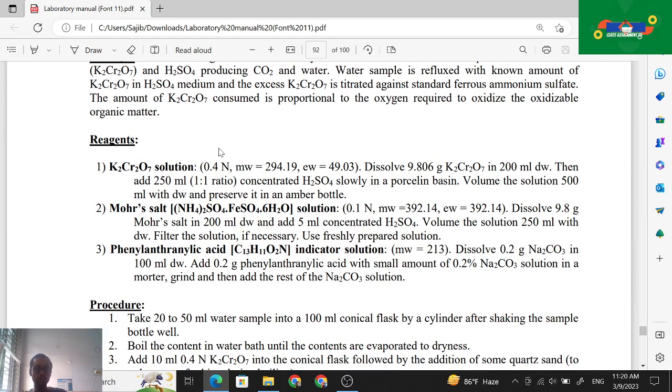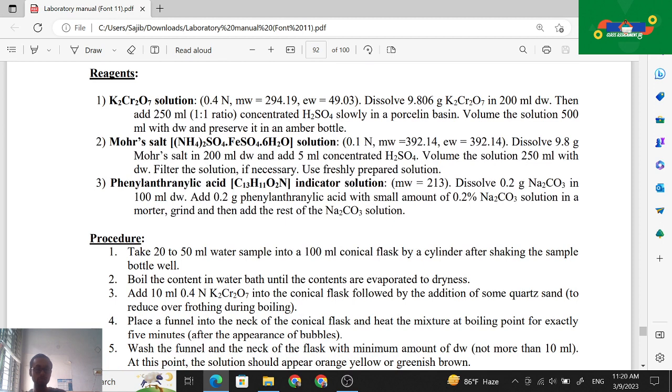In the reagents, first is the K2Cr2O7 solution, 0.4 normal. Molecular weight is 294.19, and the equivalent weight is 49.03. Dissolve 9.806 grams of K2Cr2O7 in 200 ml DW, then add 250 ml of 1:1 concentrated H2SO4 slowly in a porcelain basin, make up the volume of the solution to 500 ml with DW and preserve it in an amber bottle. Next is the Mohr's salt, NH4.FeSO4.6H2O solution, 0.1 normal.